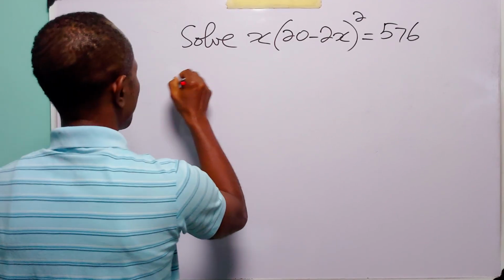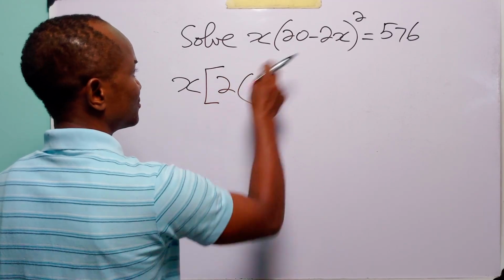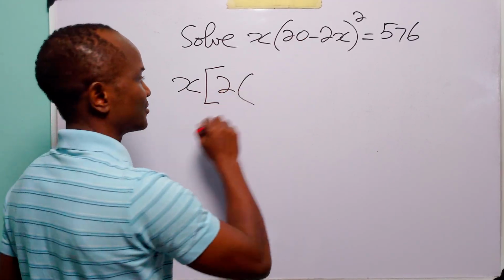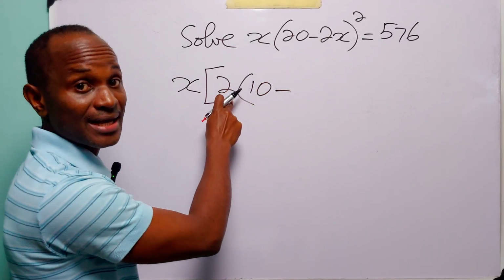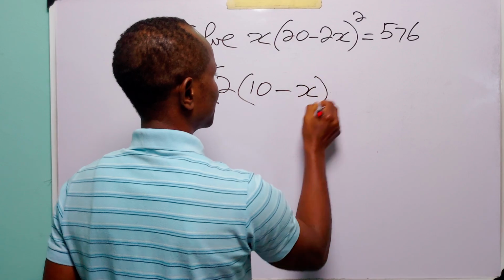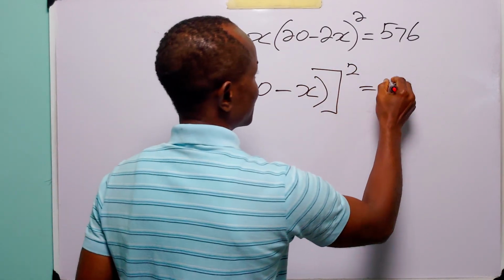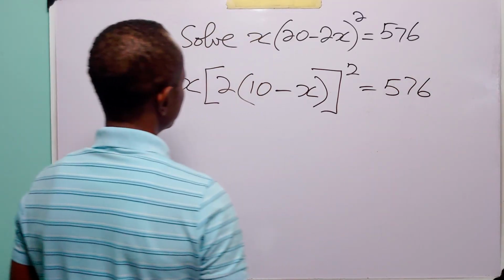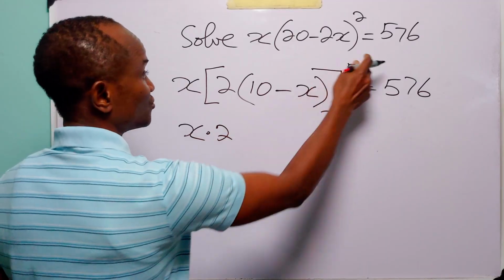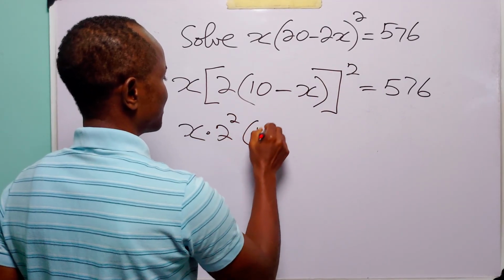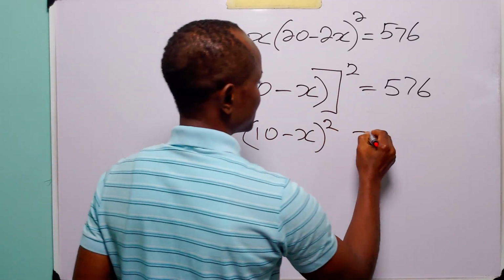So on the left-hand side, we have x multiplied by 2 into 20 divided by 2 is 10, and minus 2x divided by 2 is x. And both are squared. And this is equal to 576. Now, on the left-hand side, we have x times 2 squared multiplied by 10 minus x squared. And this is still equal to 576.